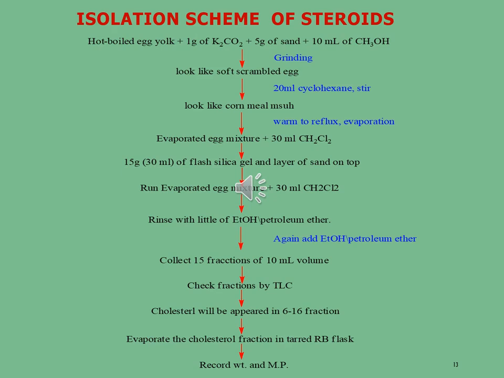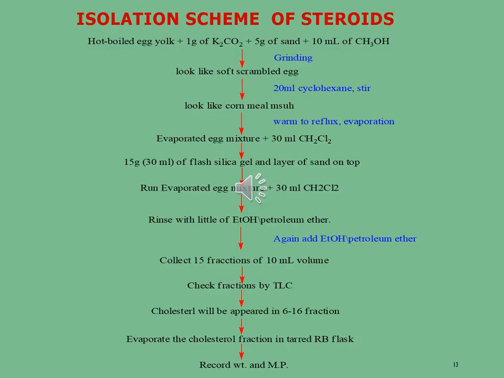After that, we will take the cornmeal mush material. The whole material is then subjected to reflux and evaporation. After evaporation, we will get the evaporated egg mixture to which we will add 30 ml of methylene chloride. Now, this material is subjected to column chromatography in which we will take 15 gram of flash silica gel and a layer of sand on the top. So, the column is packed.